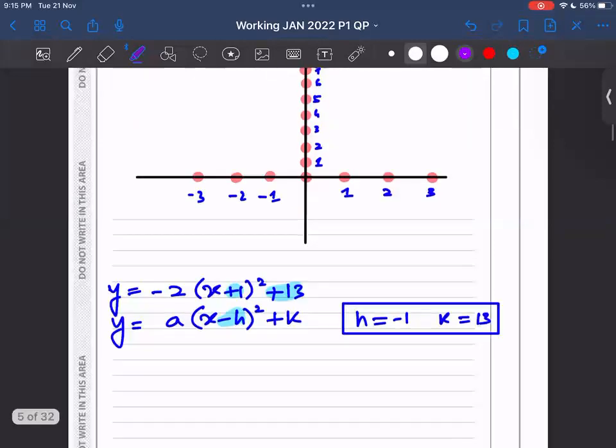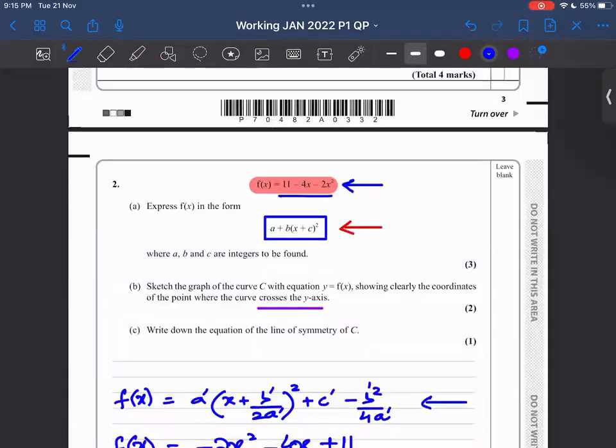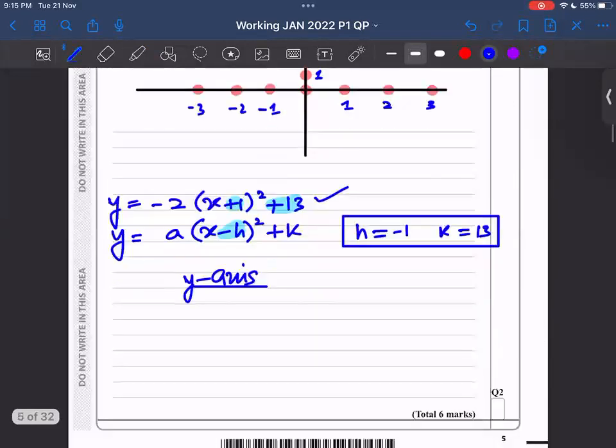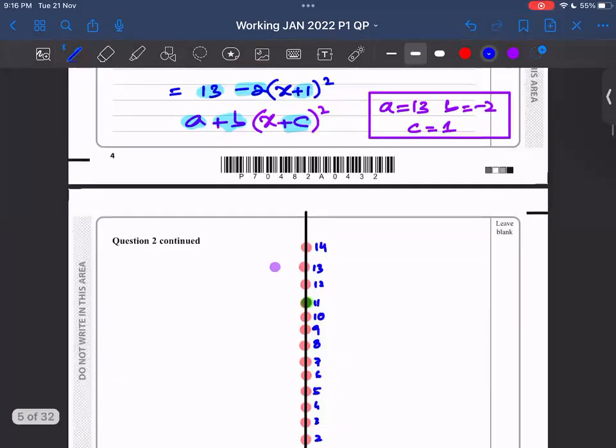Now, what is the y-intercept? How do you find the y-intercept? The point on the y-axis can be found when you put x equal to 0, either in this equation or in any other equation, for example 11 minus 4x minus 2x square. If you put x equal to 0, you will get the value of y, which is 11. So the point on the y-axis is (0, 11). I'm going to show this point (0, 11) on the graph.